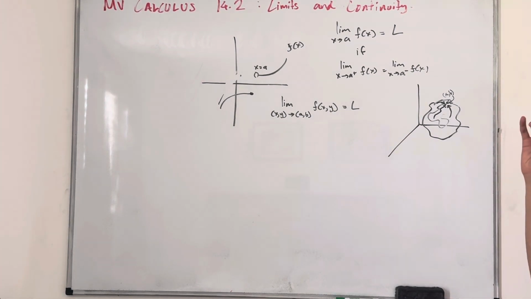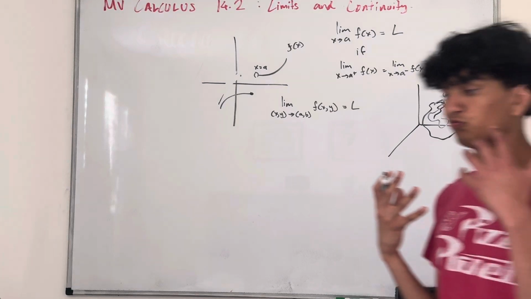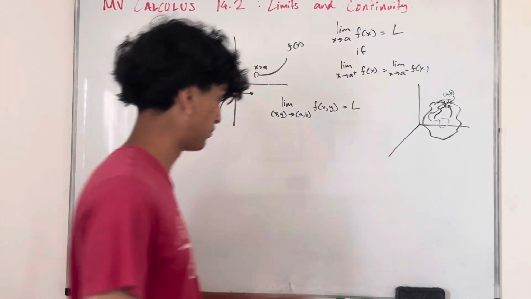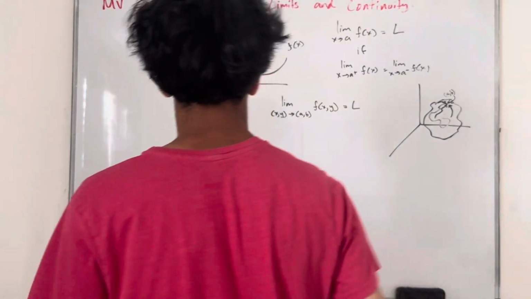So let's take this example. Okay, let's just do an example. I'm going to use a different marker because my markers are kind of dying.